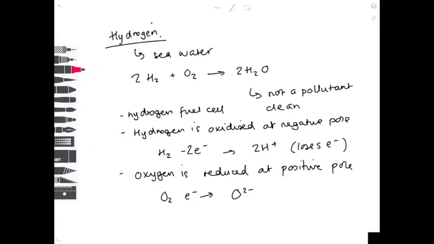And now we need to balance our oxygens. Because oxygen is diatomic, we need a 2 here. It's reduced, which means it gains, and we need a 4e minus there.